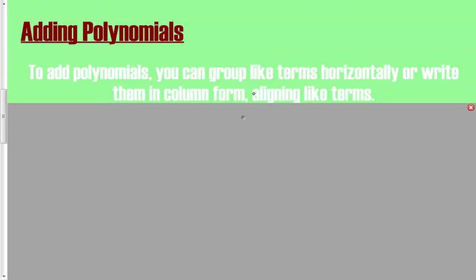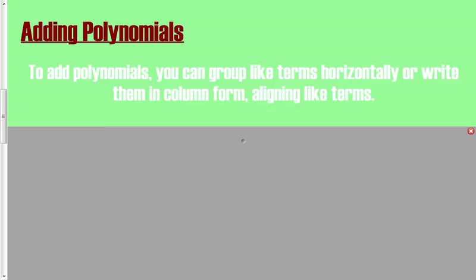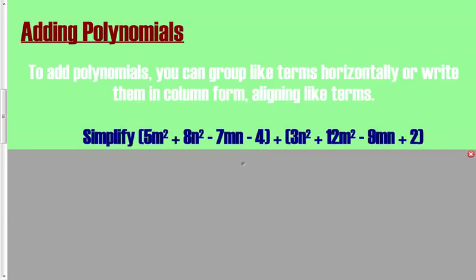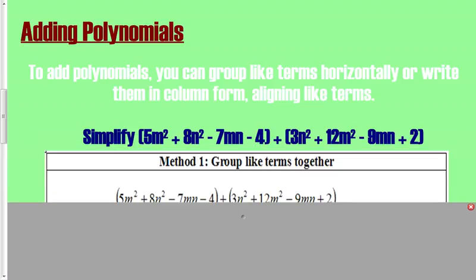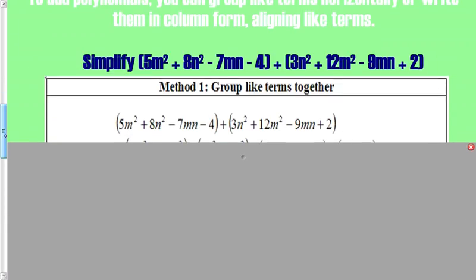So to add polynomials, you can group like terms horizontally, or you can write them in column form, aligning them and add them that way. So we're going to do it two different ways. Here's our example. We have 5m squared plus 8n squared minus 7mn minus 4. That all added with 3n squared plus 12m squared minus 9mn plus 2.